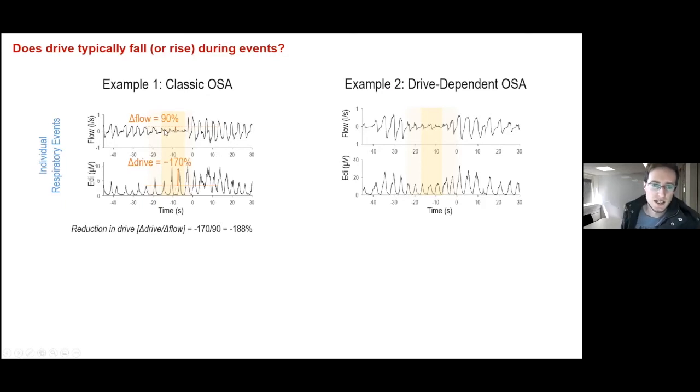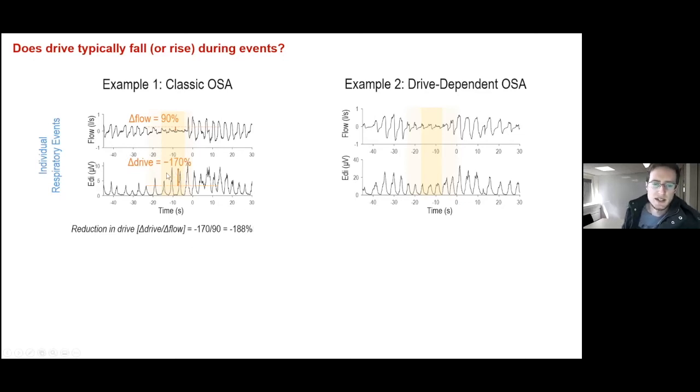And then we want to look at how much flow got worse and what happened to drive during that time. So we pick the worst 10 seconds in an event for this analysis, the worst 10 seconds of flow. That's to be consistent with the definition of what an apnea and a hypopnea is in the first place, which is generally defined by that worst 10 seconds. If there's a 40-second hypopnea with a 12-second apnea in it, it's counted as an apnea generally. So we've got, in this case, a 90% drop in flow, a 170% rise in drive.